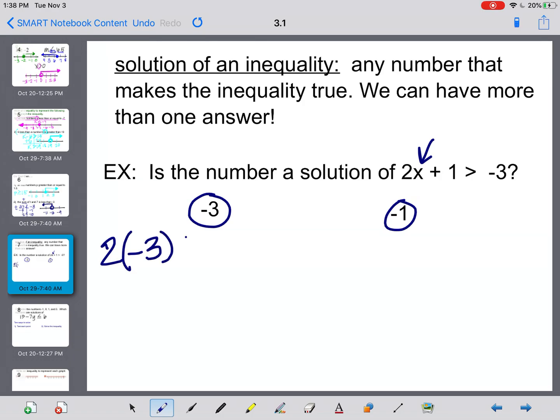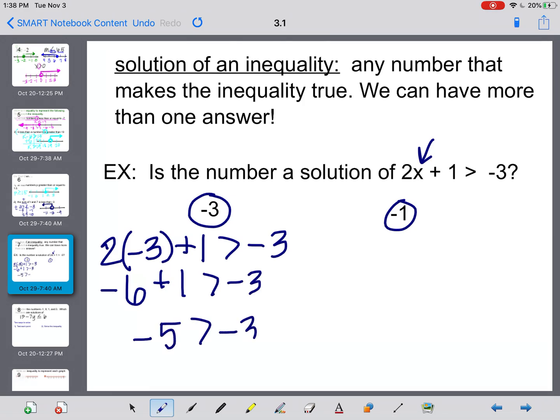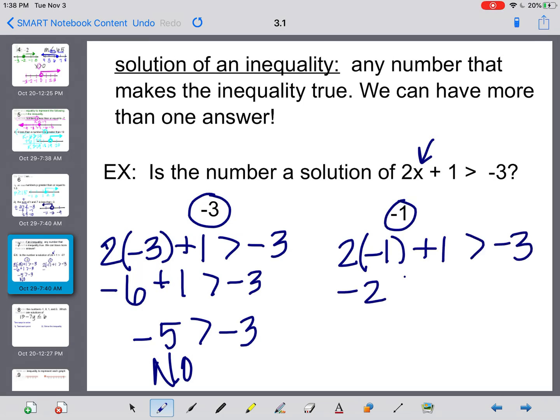The best way to find that out is to plug this number in for the x. So we're going to start with -3. We'll have 2 times -3 plus 1 is greater than -3. All right, well, first step would be to multiply. So we get -6 plus 1 is greater than -3, which says -5 is greater than -3. Is -5 greater than -3? It is not, so this is not a solution.